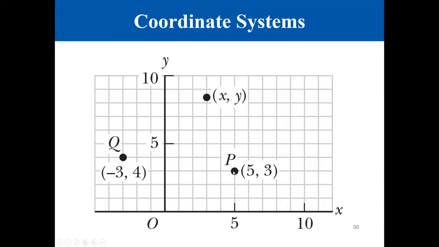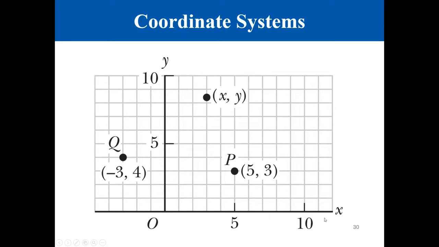Like this point P, it has 5 for x. So this is 1, this is 2, this is 3, this is 4, this is 5. So x equals 5 and y equals 3. 1, 2, 3. Okay, so this point has this coordinate 5 and 3. This point, on the other hand, x is negative because this is 0.